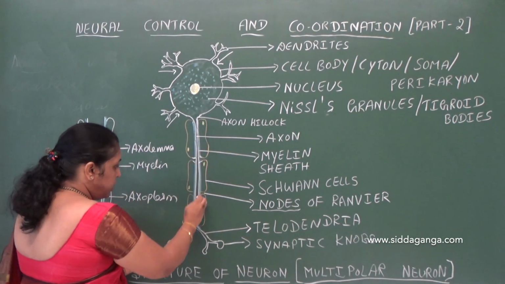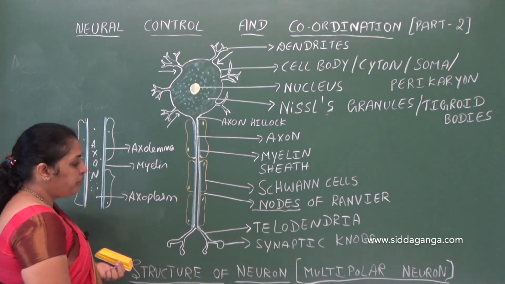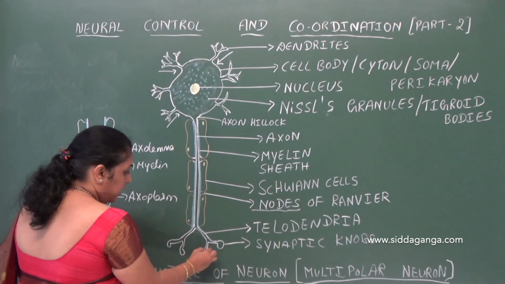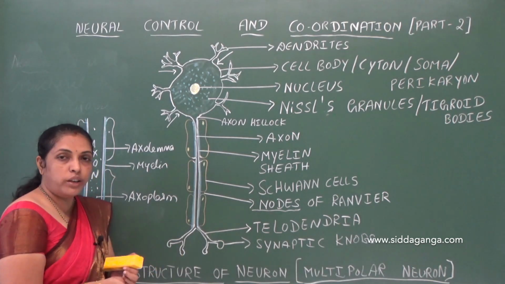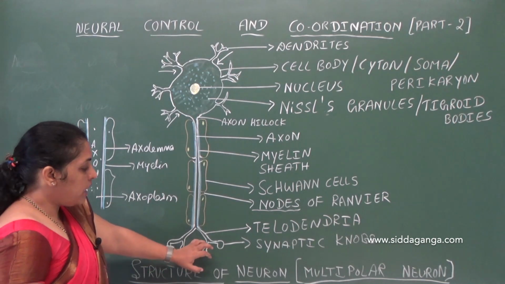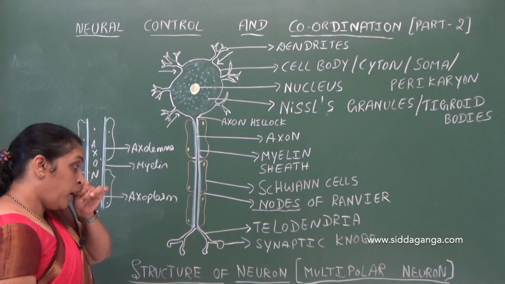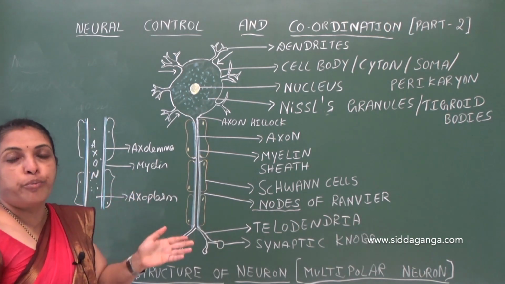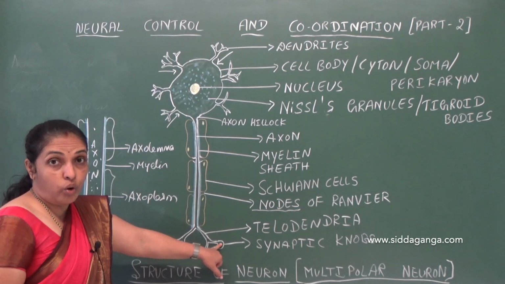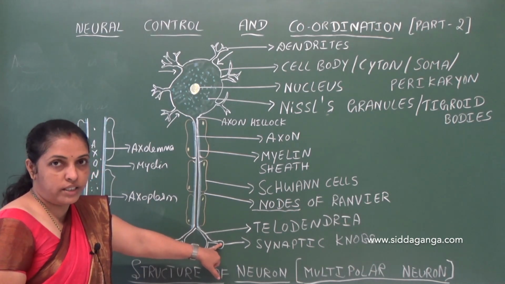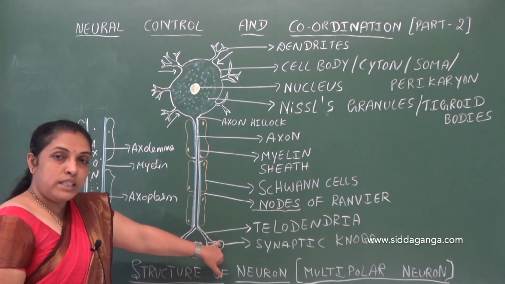And this axon at the end branches to form telodendria, and the telodendria end in a bulb-like structure called synaptic knobs, which contain mitochondria and secretory vesicles. That means they contain neurotransmitters. Neurotransmitters transfer information from one neuron to another neuron. The mitochondria provide ATP molecules, and the knobs contain neurotransmitters like acetylcholine.